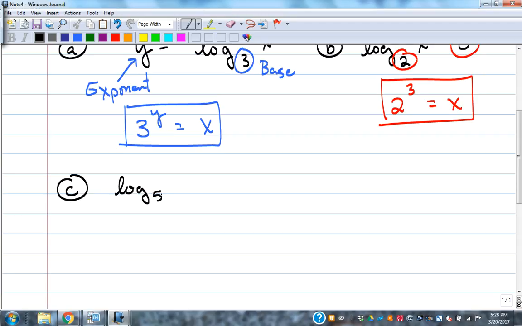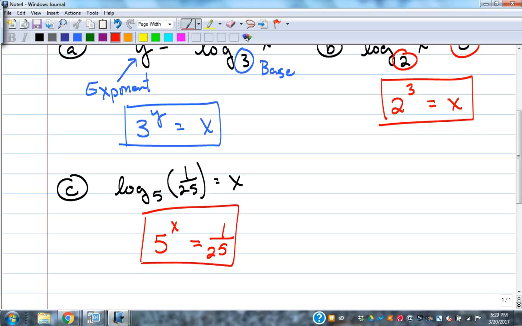Log base 5 of 1/25 is equal to x. What's our base? Which one? 5. Good job. What's our exponent? Logs are equal to exponents. The x is our exponent. What we're taking the log of is what it's equal to.